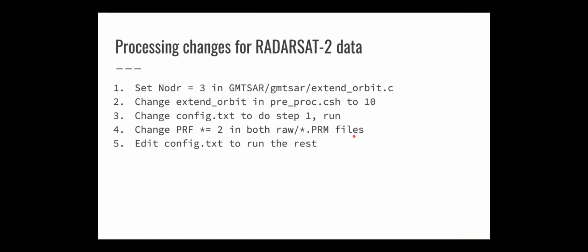And so I actually was using some RadarSat-2 data, and Xiaohua was very helpful in actually getting GMTSAR to work with it. So I made a note of the steps that I had to change in order to get it to work. That included just setting some parameters before actually starting the processing. And then there was one parameter that I had to change during my processing, which was doubling the PRF after step 1 in the processing chain. And after doing all of those things, it worked pretty great.